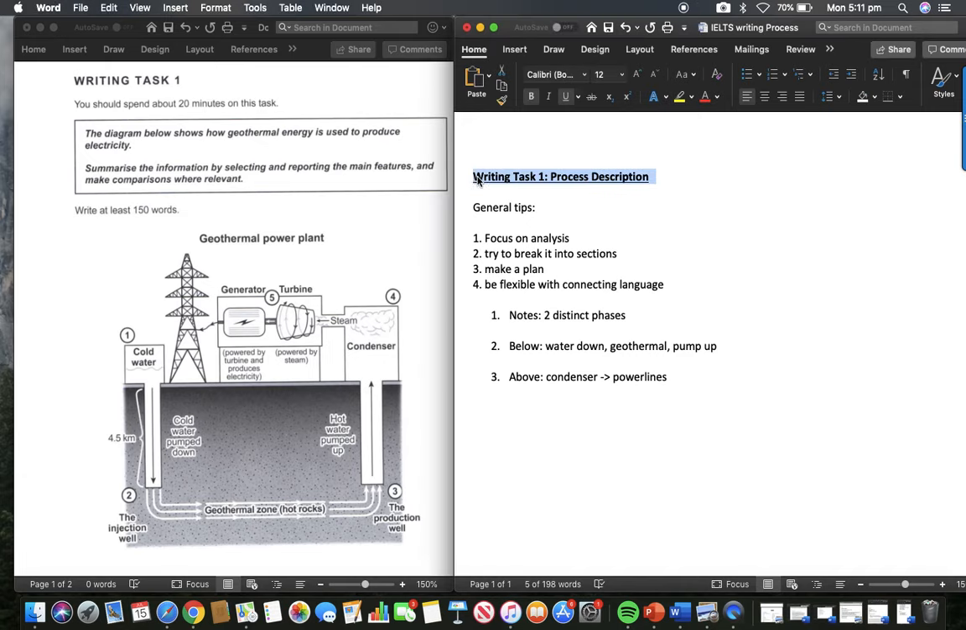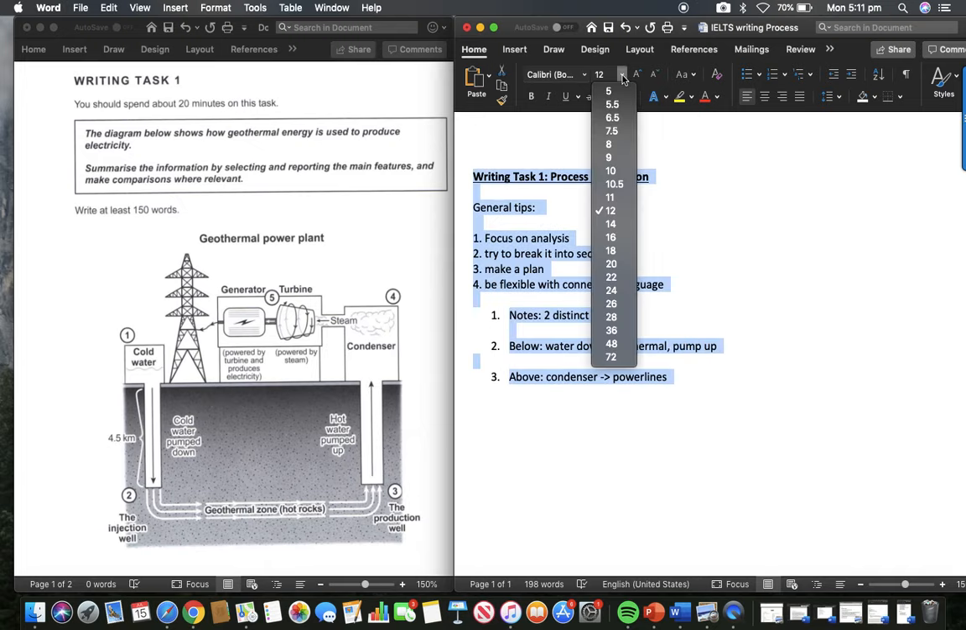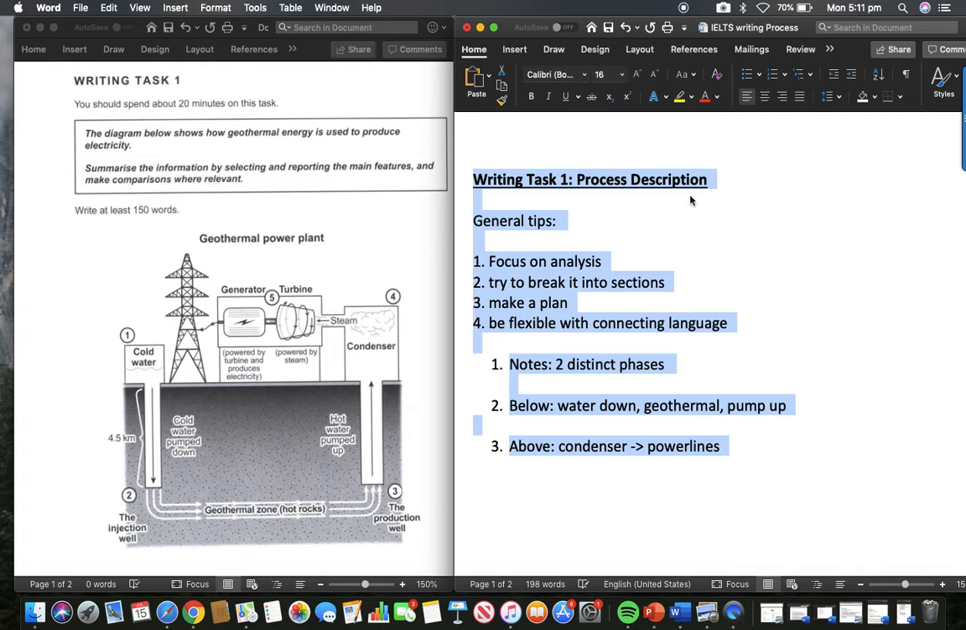First of all, yes, we are looking at writing Task 1. Here are my general tips. First of all, focus on the analysis first and foremost, all right? You don't need to spend too much time doing that, but I will even say as much as 5 minutes analyzing what's happening. Probably in this one you can do less.